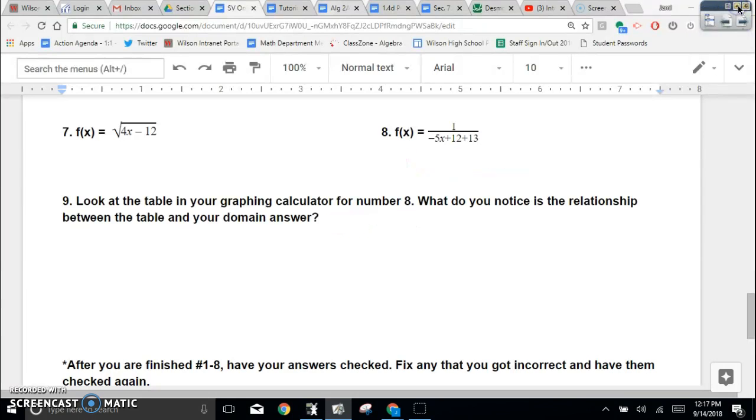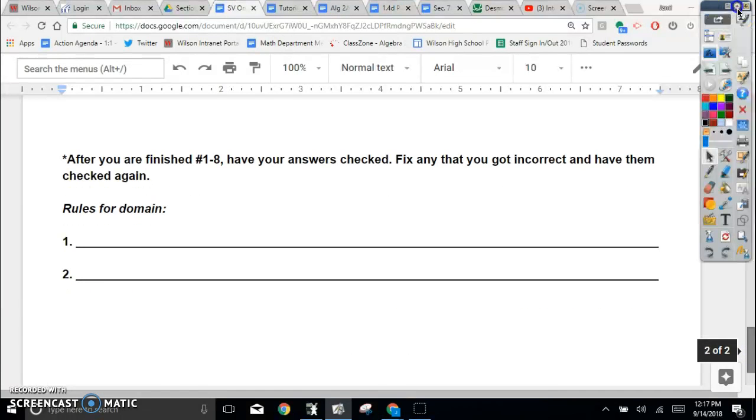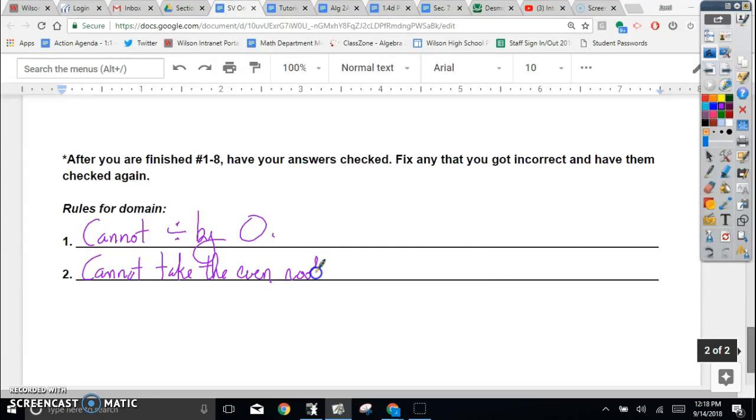Now, as far as the rules down here, our rules are, have your answers checked? Yep, do that. Rules for domain. First rule: cannot divide by 0. Second rule: cannot take the even root of a negative number. Okay? And that's this section.